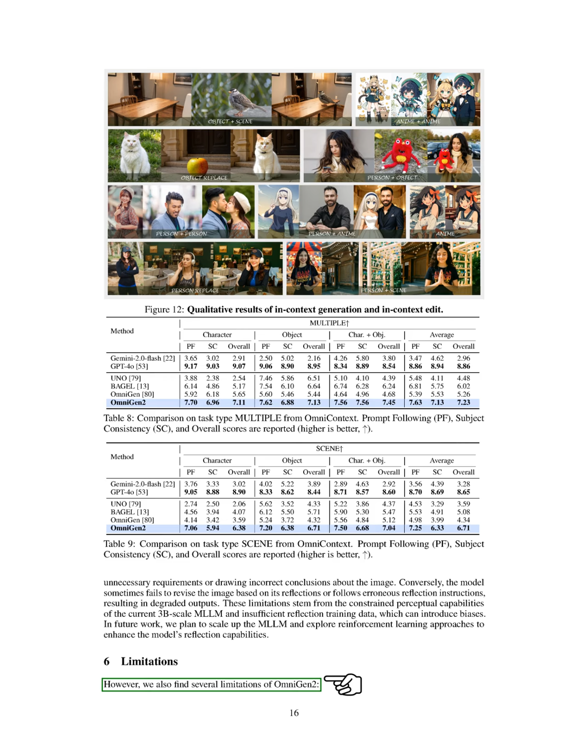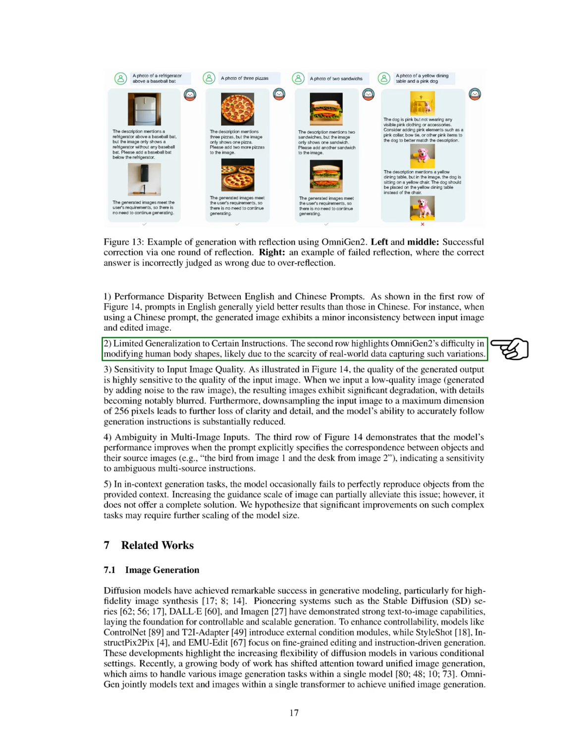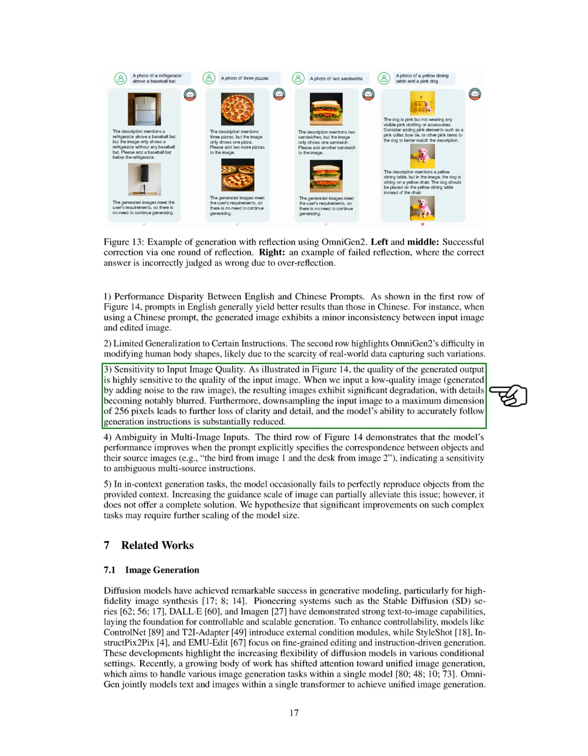We also recognize several limitations of OmniGen2. First, there is a performance gap between English and Chinese prompts, with English generally yielding better results. For example, a Chinese prompt may lead to minor inconsistencies between the input and edited images. Second, the model struggles to modify human body shapes, likely due to a lack of real-world data capturing such variations. Third, the quality of the generated output is highly dependent on the input image quality. Low-quality images lead to significant degradation and loss of detail.